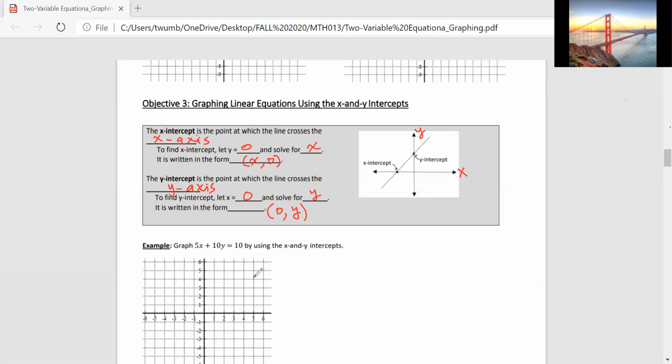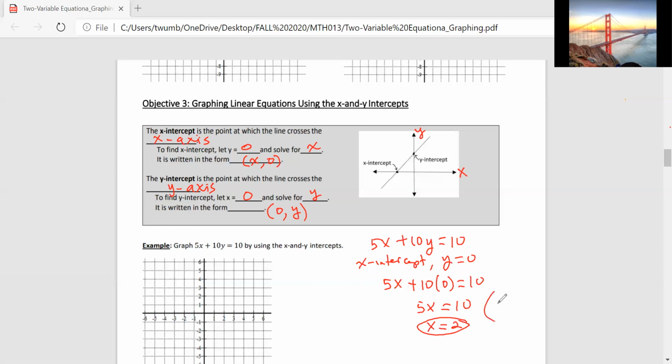In this particular example here, we have to graph 5x plus 10y equal 10, and we have to use the x and y intercepts. So for the x-intercept, your y is always 0, and you are exactly on the x-axis. So if my y value is 0, I plug that in here. It's going to be 5x plus 10 times 0 equals 10. Everything there is going to be 0, so 5x will be equal to 10. Dividing through by 5 gives me x equal 2. So my x-intercept is 2, 0.